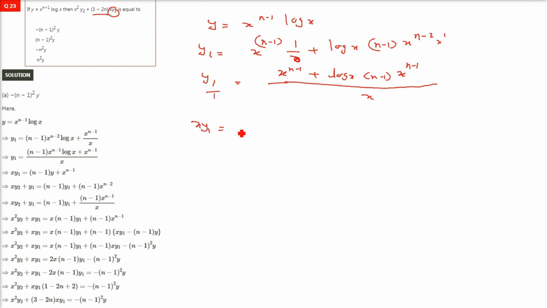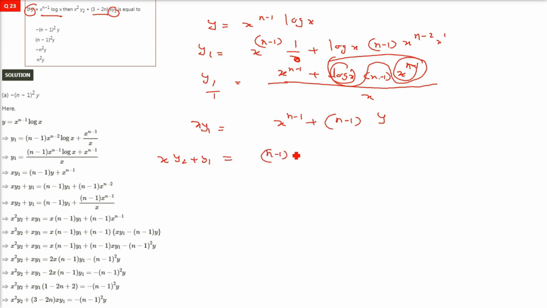So this is going to be equal to x. See, x raised to the power n minus 1 into log x is already y. So we can replace it here. This x raised to the power n minus 1 and log x can be replaced by y. Alright. So this is going to be x to the power n minus 1 plus n minus 1 into this whole I am replacing it by y. Okay. So we have x y1 will be y2 plus y1. Differentiation of x will be 1.